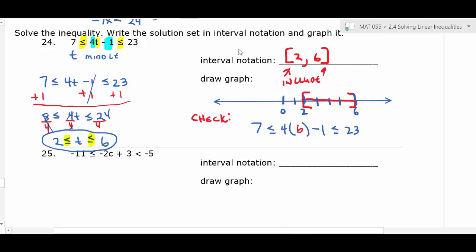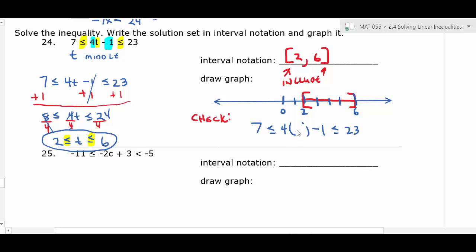Okay, let's plug in 6. So now let's see what we get. We have 7 less than or equal to 24 minus 1 less than or equal to 23. So we've got 7 less than or equal to 23 less than or equal to 23. That's okay. 23 and 23 are the same. That just means that's the endpoint. Okay, so that works. Let's go back and do a couple other things.